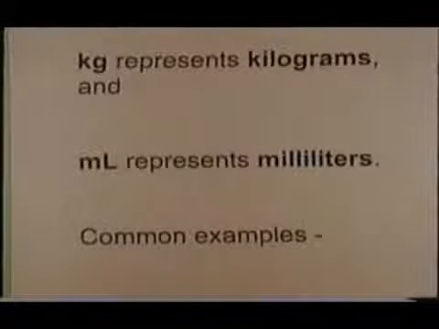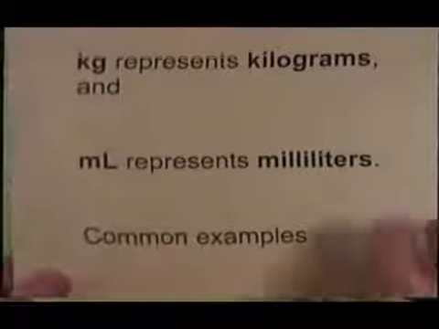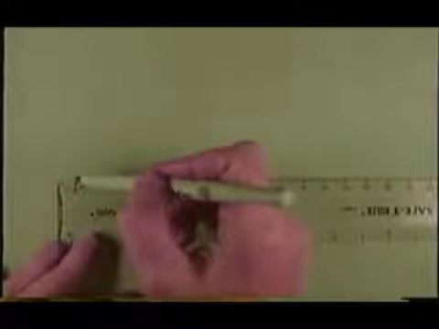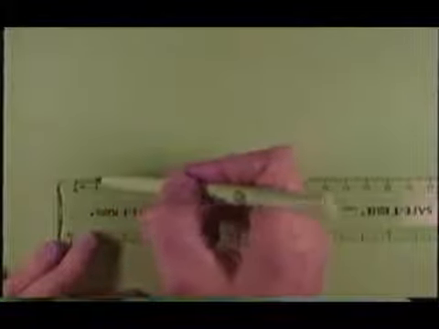Now let's look at some examples of what these measurements actually look like. I have with me a ruler. The side closest to me has inches. The side away from me at the top has centimeters. 0 to 1 represents 1 centimeter, and so on. The little itty-bitty marks in between are millimeters.